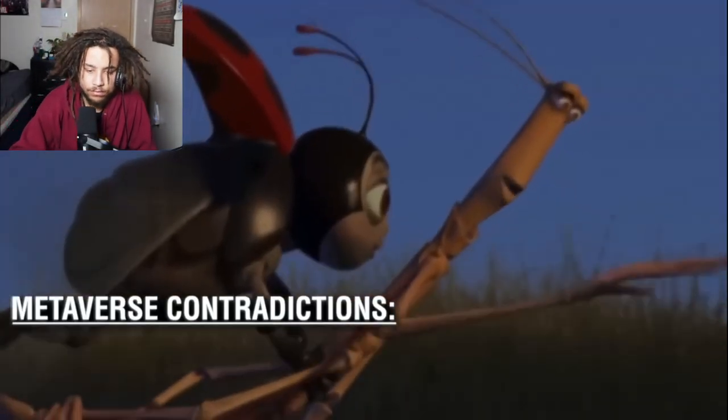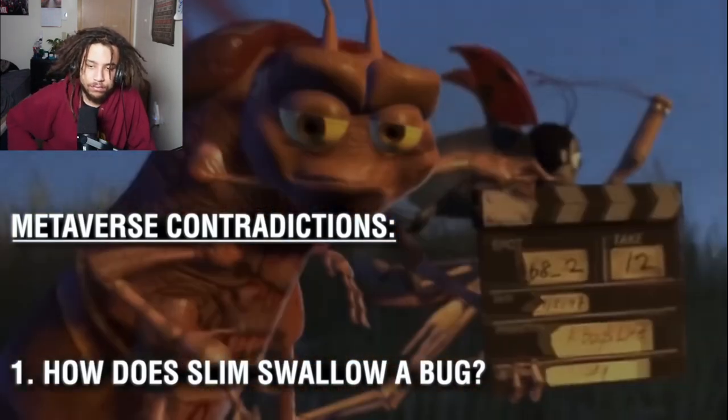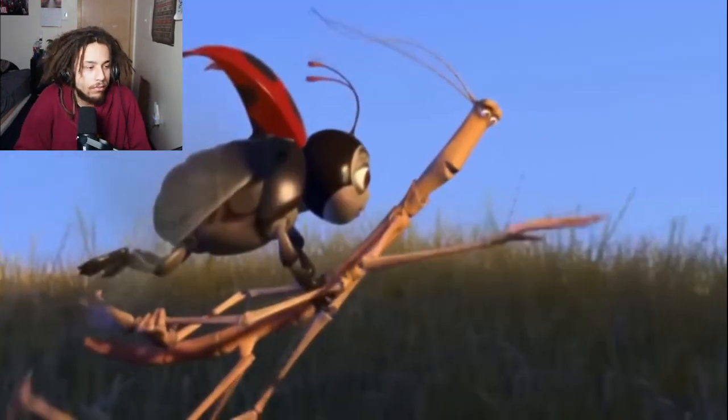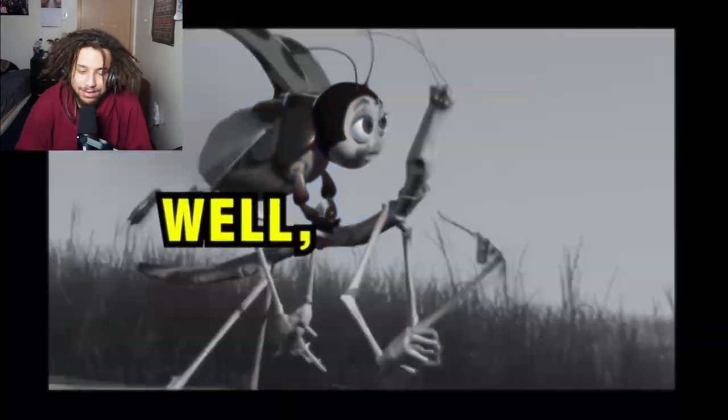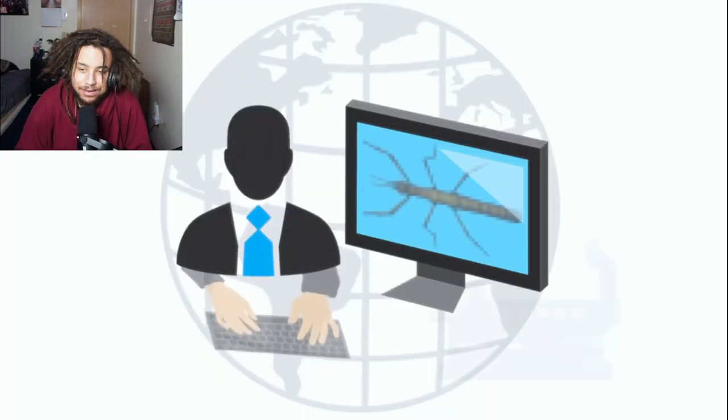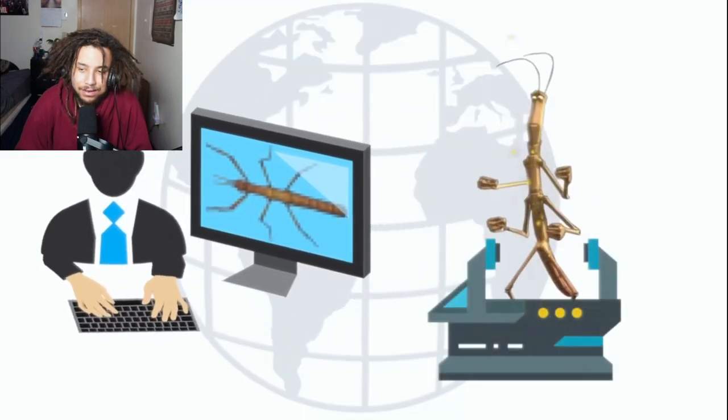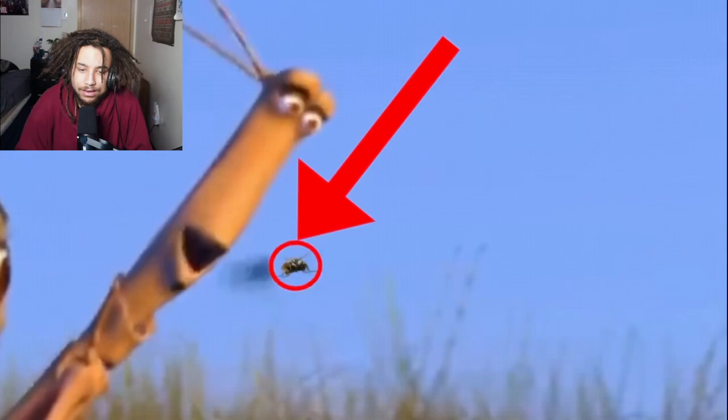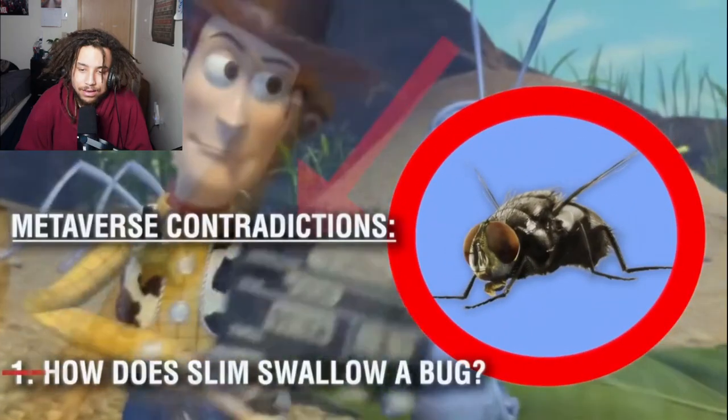First off, how does Slim swallow a tiny bug if he's supposed to be a bug? I think I swallowed a bug. Well, he's not. He's a magical, animated representation of a bug, and the bug he swallowed is an actual, real bug that made its way onto the Bugs Life set.